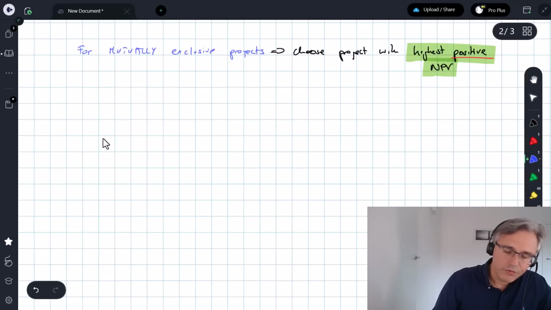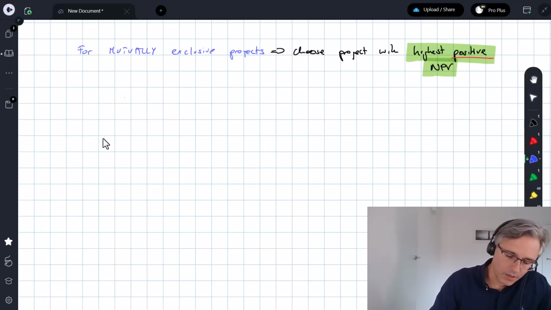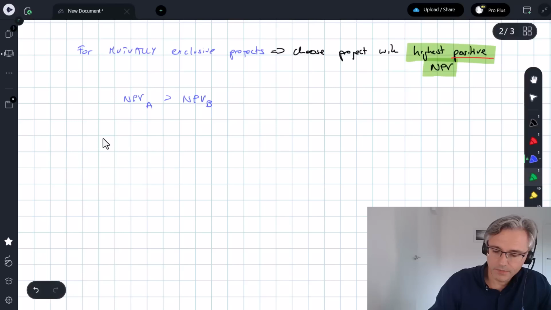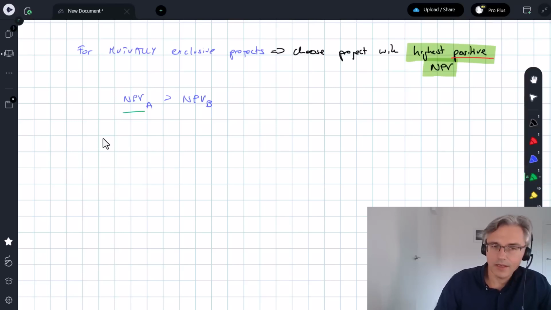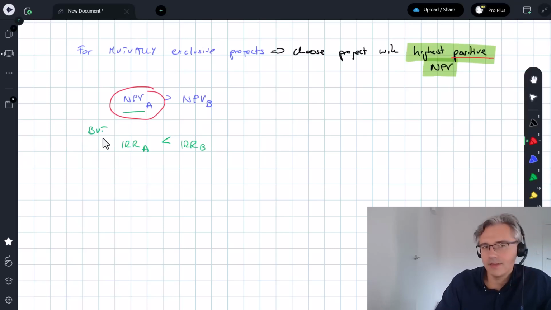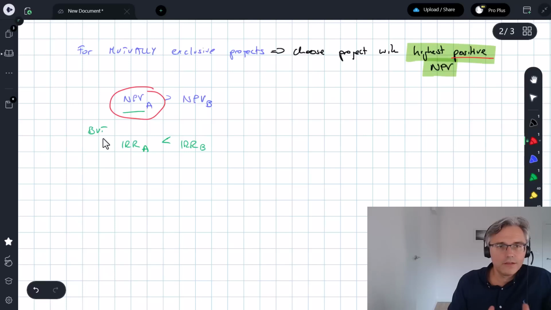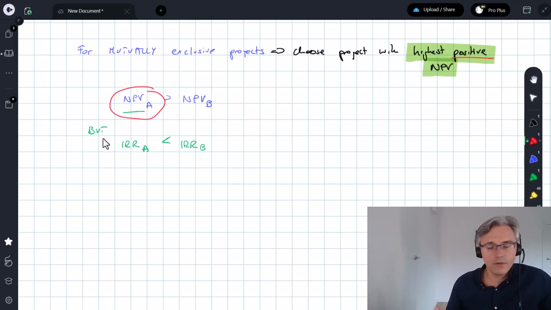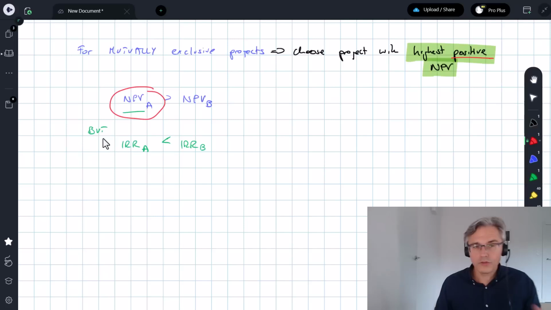So imagine we've got project A and project B. The NPV of project A is higher than the NPV of project B, meaning project A generates more value added, but the IRR's situation is different. The IRR for project B is actually higher than the IRR for project A. And the case is, what should you choose? Well, go with the project that has the highest NPV. Now, why could this conflicting situation come about? What could this result from?